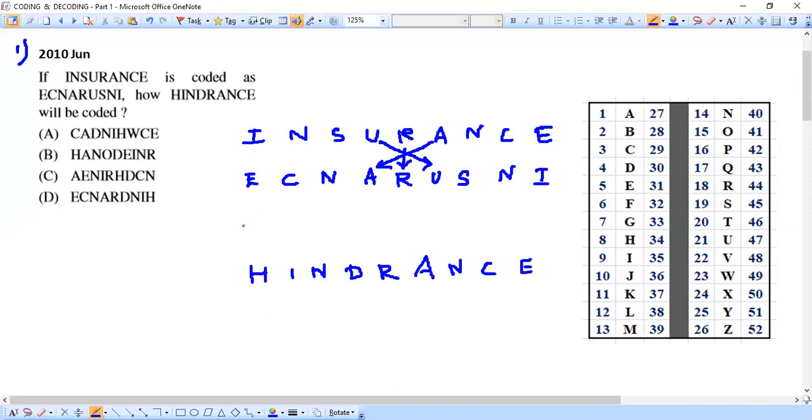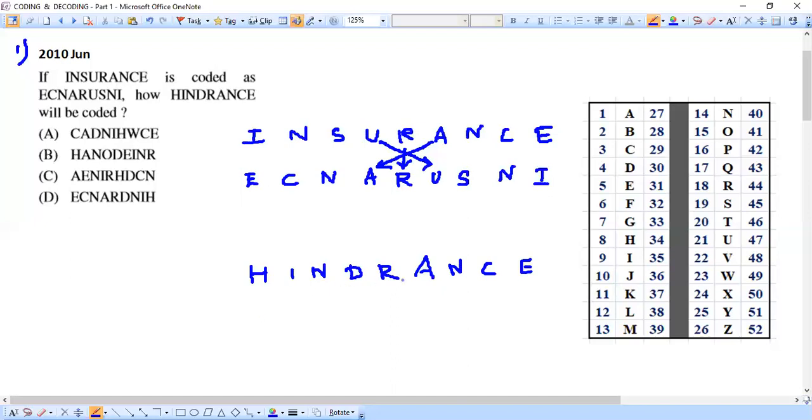But sometimes they may give some kind of complicated jumbling order. There also we should carefully observe, catch the pattern, and get the answer. However, for our given word, what would be the code? We need to find this.